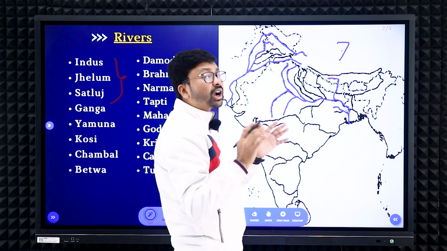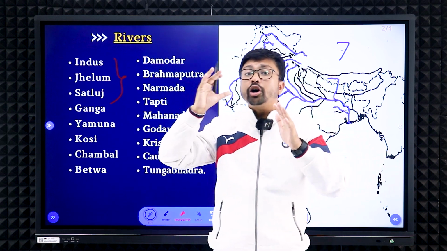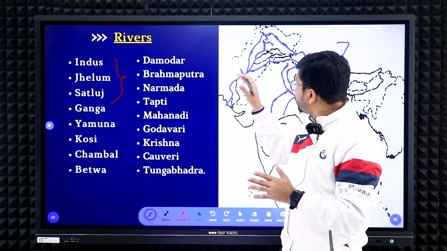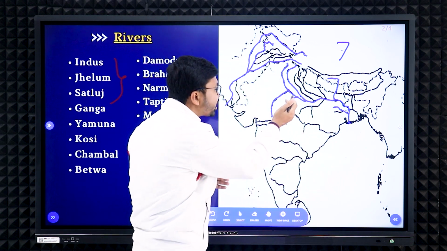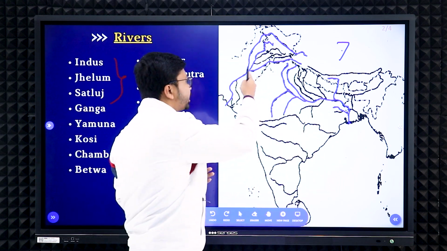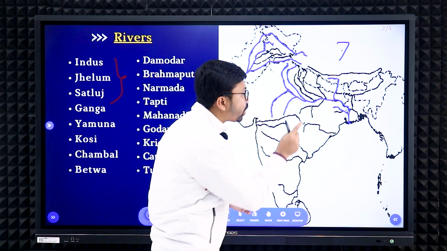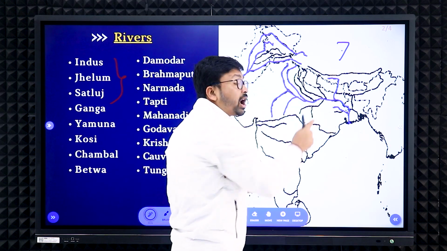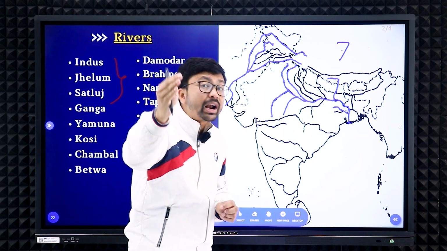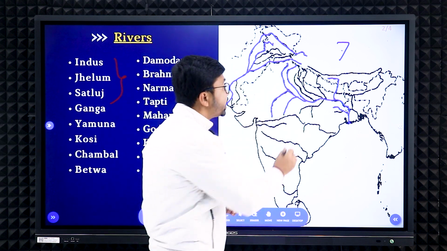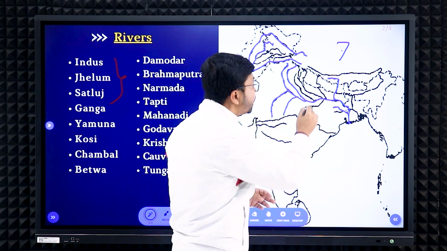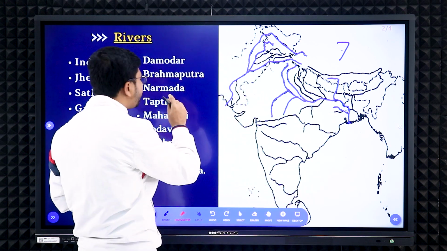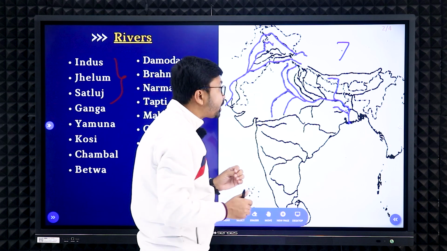So these are the Ganga river family, right? You need to remember those rivers in that way. So I repeat, Ganga river, then anti-clockwise, Yamuna, Chambal, Betwa, and here it is Damodar. And the only left hand tributary of Ganga is the Kosi. That is a 7. You need to remember the concept of 7, right? That is the Kosi.